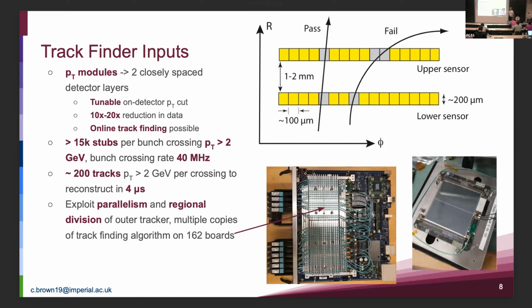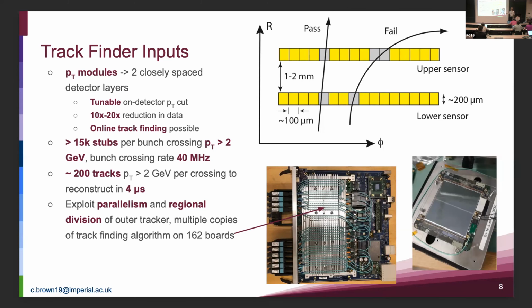The actual tracker modules themselves, the bits that do the detection, consist of these two closely spaced layers of silicon. As a particle passes through, if we see two hits in this module that are close together, we know that its PT is relatively large. But if we see this big bend and these two hits far apart from each other, we know that the bend is quite large, and so the PT is relatively low. So we can make a tunable on-detector PT cut on those tracks, even before they've been streamed to the trigger itself. This sees a 10 to 20 times reduction in data, and this actually makes our track finding possible in this online system.